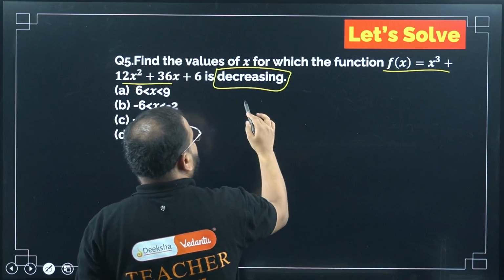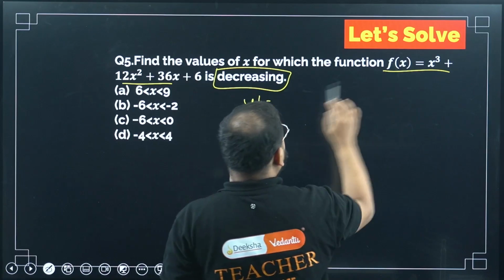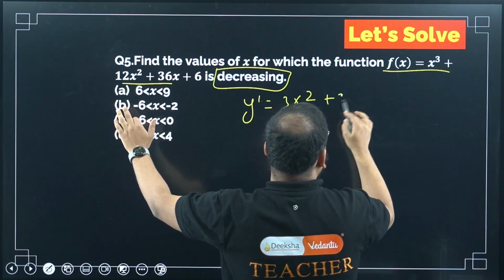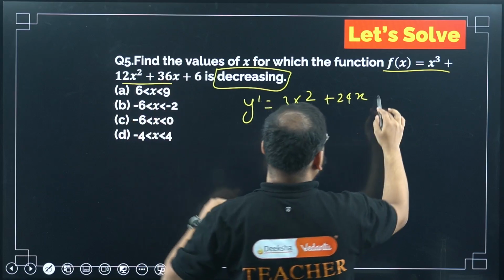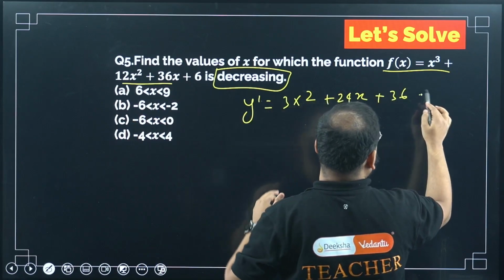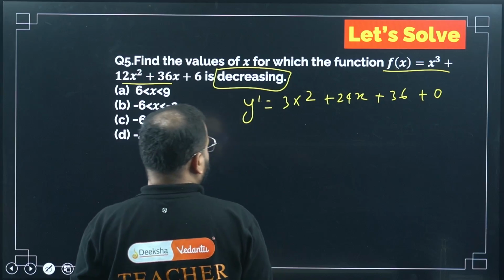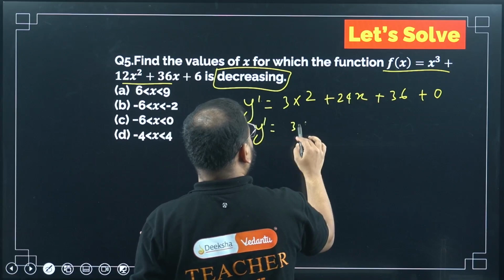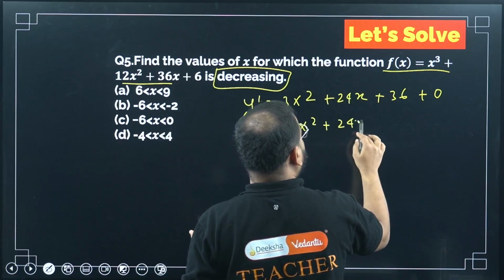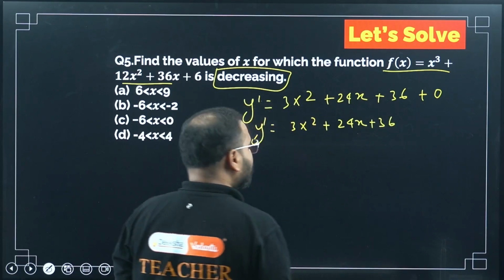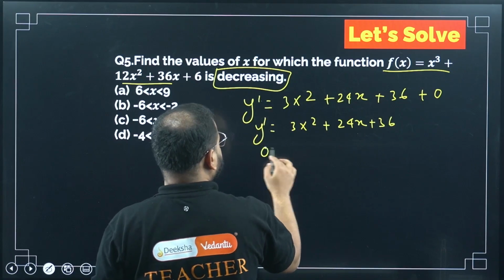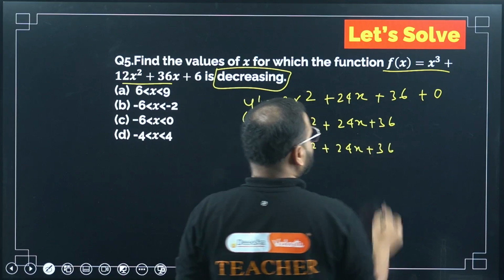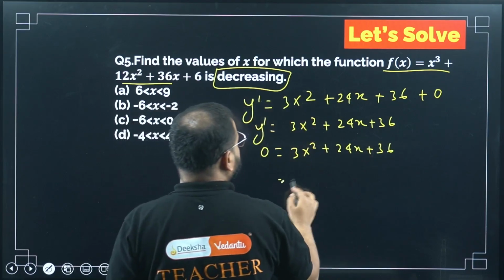What is the first step? Find the derivative. y dash is going to be what? x cube means 3x square, plus 12x square means 24x, plus 36. This will be 0. How do we find the interval? Putting this equal to 0. 3x square plus 24x plus 36 I'll put equal to 0. The second step is to find the critical points. I can see 3 is common. Let's take the 3 common.